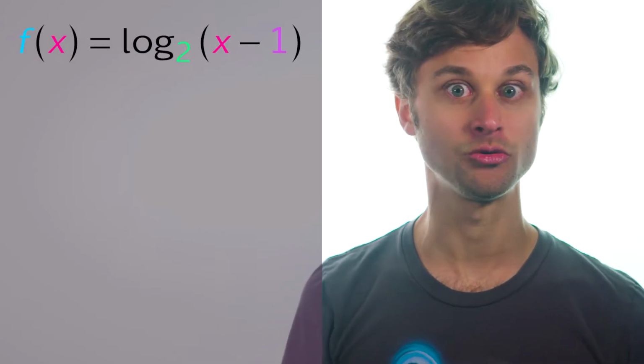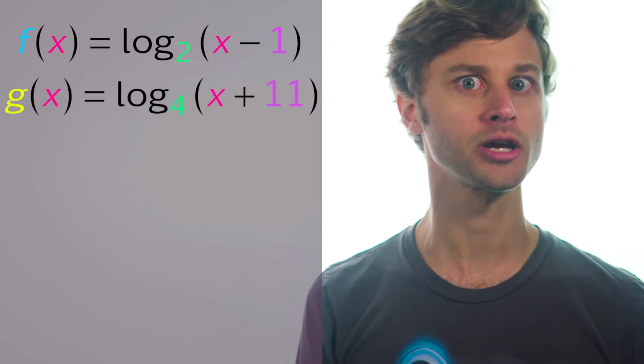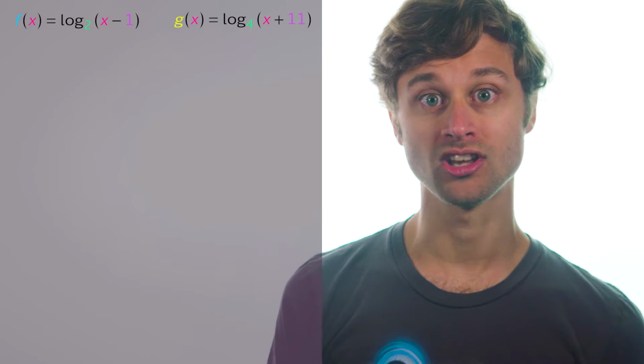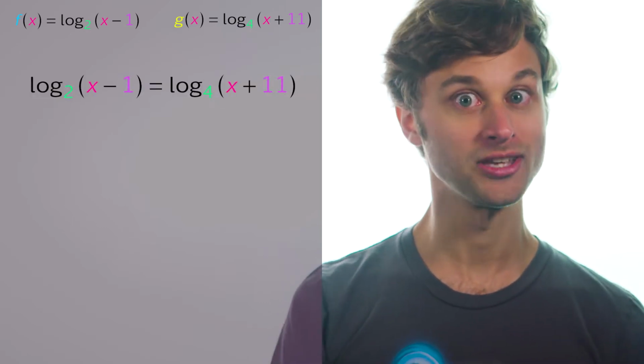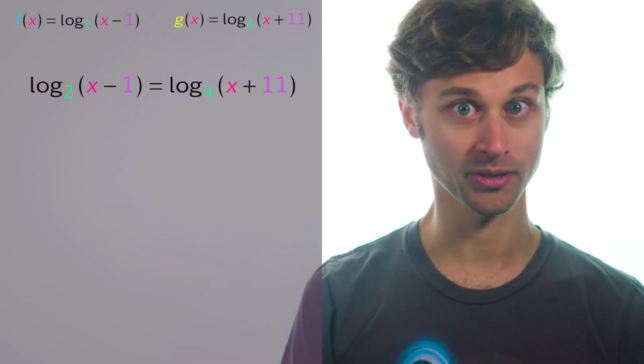Today we are looking at this logarithmic problem. Find the intersection point or points of these two logarithmic functions. f(x) is equal to log base 2 of (x − 1), and g(x) is equal to log base 4 of (x + 11). So in order to find the intersection points, all I need to do is set these two functions equal to each other. So log base 2 of (x − 1) is equal to log base 4 of (x + 11).